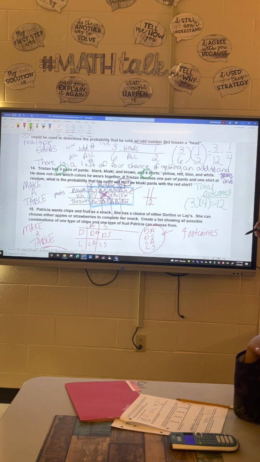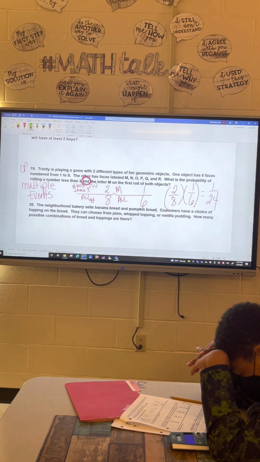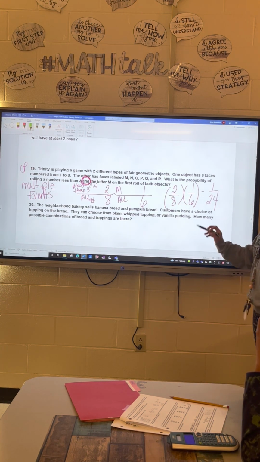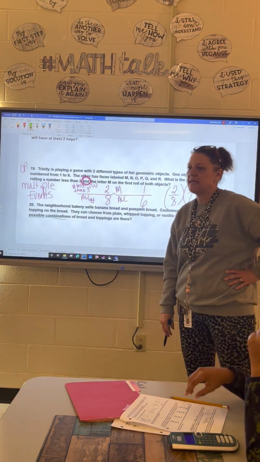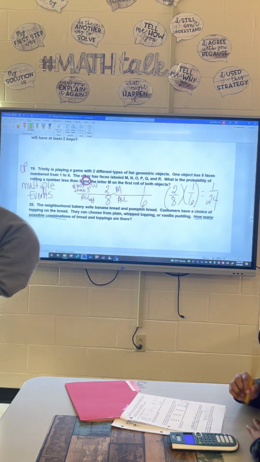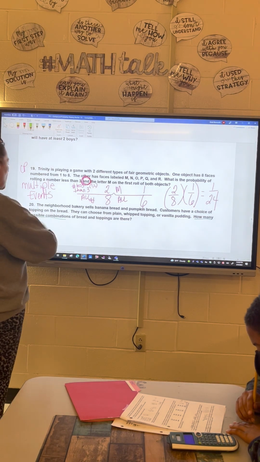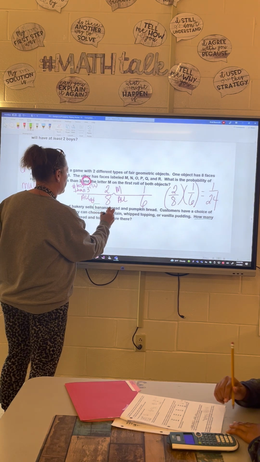Now look at the last one on this paper. Now go to the end. Number 20. Number 20 is asking how many possible combinations. It just wants the combinations. Now you can draw a tree map and count them. You can make a table and count them. But if it's only asking you for the number of combinations, the number of outcomes, the size of the sample space, you can come right here and do what I did on my paper.